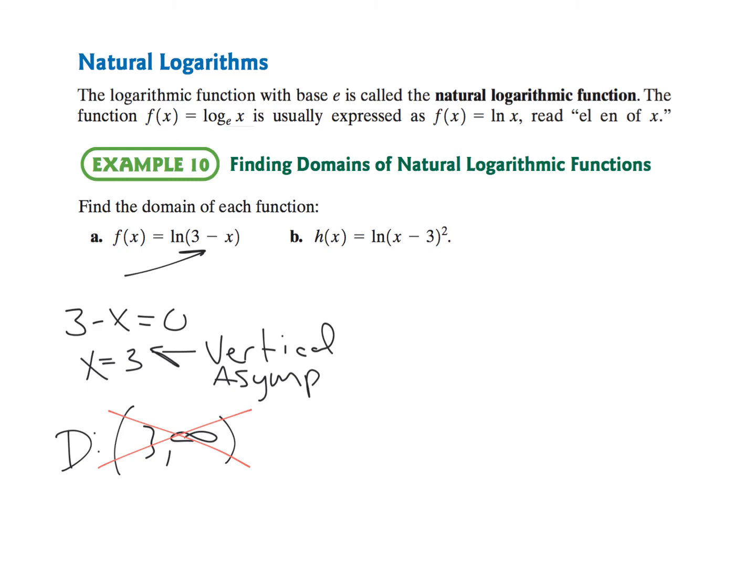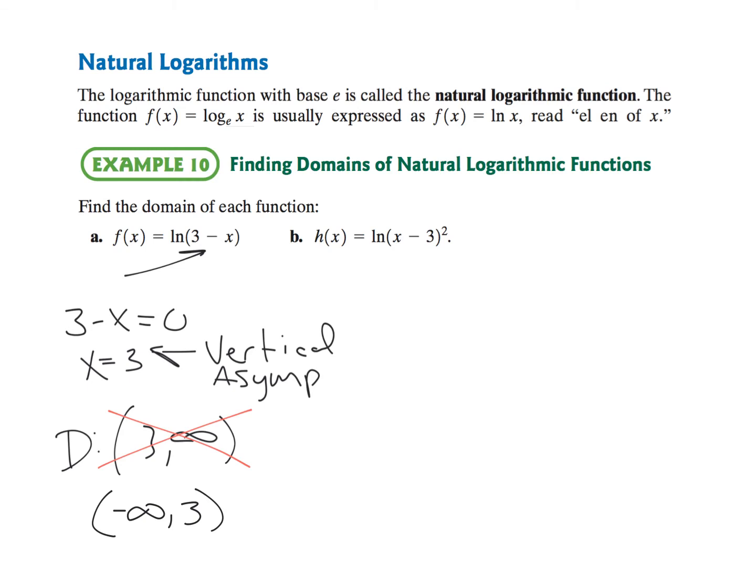So what that tells me is 3 is the absolute largest it can be. So really the domain is from negative infinity to 3. Okay. Now for the second one, it's slightly different.